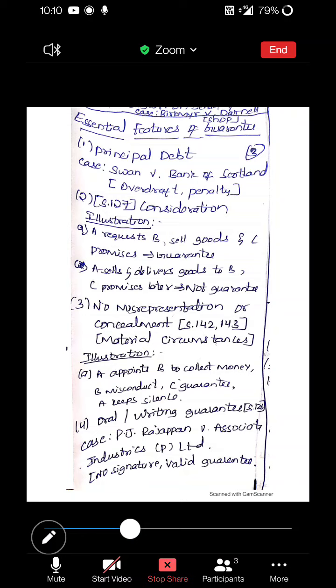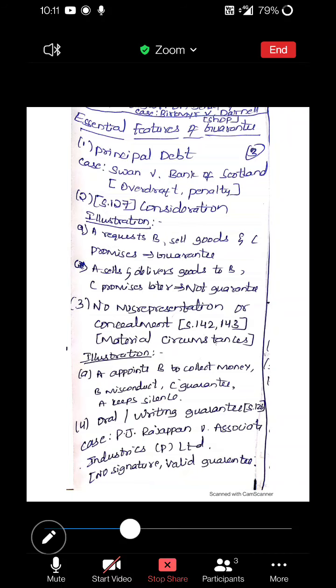The next illustration is: A sells and delivers goods to B. So here the consideration is already done. A has already sold and delivered goods to B. After that, C promises that I will guarantee. Then it will not be considered a guarantee. The contract of guarantee should be given prior to the consideration.